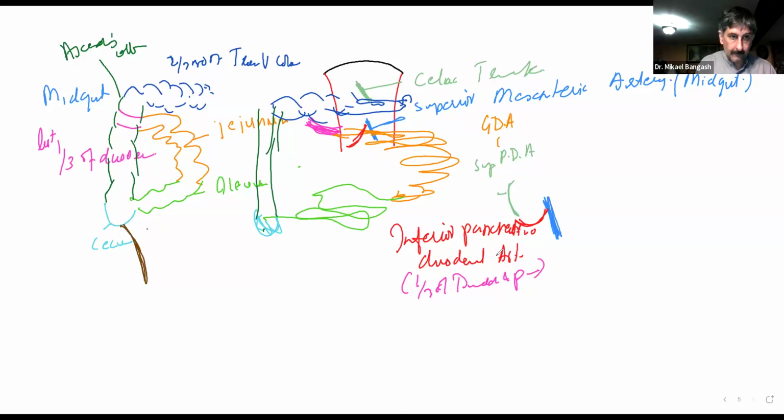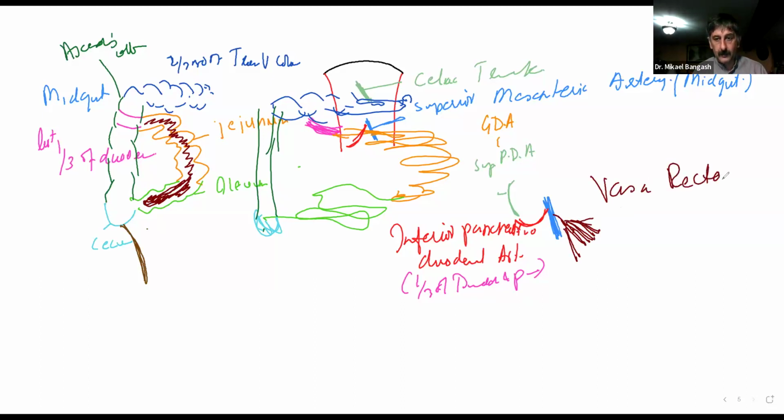Now, guys, generally when it comes to the jejunum, and most of your first, or pretty much most of your ileum, they are going to be supplied by what we call vasa recta.